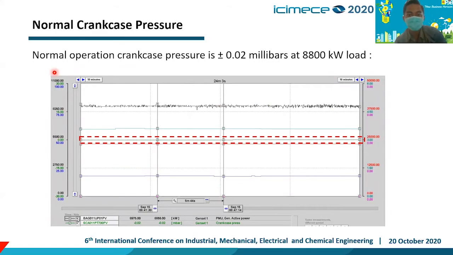This is the normal crankcase pressure. As we can see in the graphic or diagram here, normal operation crankcase pressure is about plus minus 0.02 millibar at 8.8 megawatt. As you can see here, the black color is the load. It means 8.8. The load is 8.8 constant, and then this is the crankcase pressure, the green line. The pressure is constant at minus 0.02. This is the normal crankcase pressure.